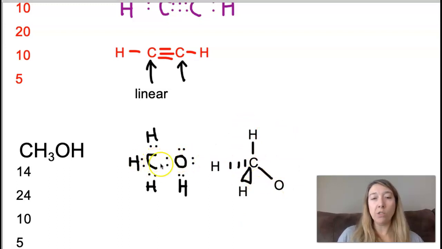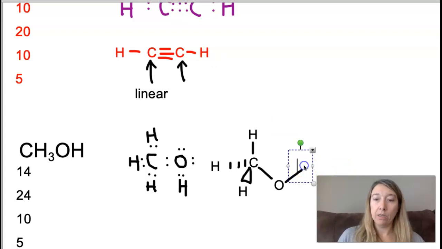Now I look at my oxygen. It had two things attached to it and two lone pairs. So the appropriate shape when we have two things attached and two lone pairs is bent. So I already have the one line. Either I could put the other one here or I could put it down here. It really doesn't matter. I'm going to put it over here just because space-wise I have more space over there. So my H is going to go here. And then I'm going to have my two lone pairs.